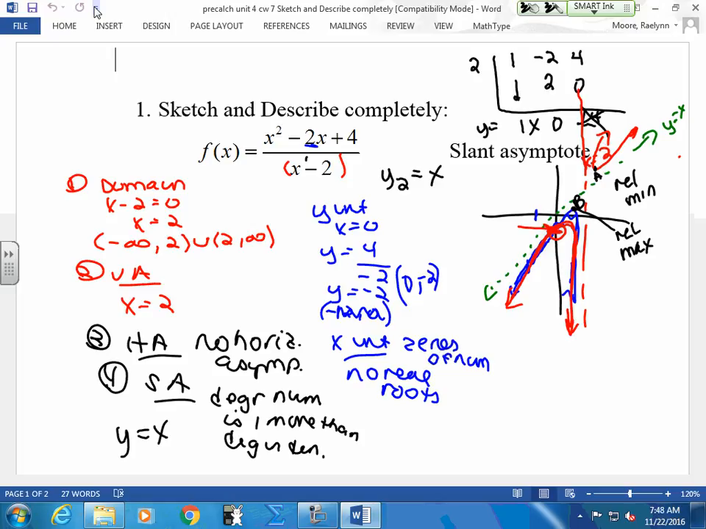So what do we have left to find? Your relative max and min. If you don't mind, I'm just going to say this is the relative min. It's (4, 6). And this is the relative max. It's (0, -2). It was right here. So we were pretty darn close to getting that graph. It was at that point.